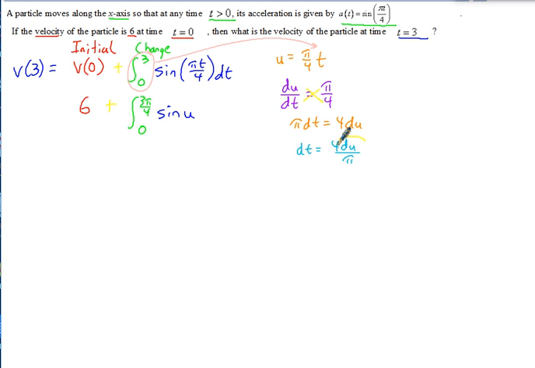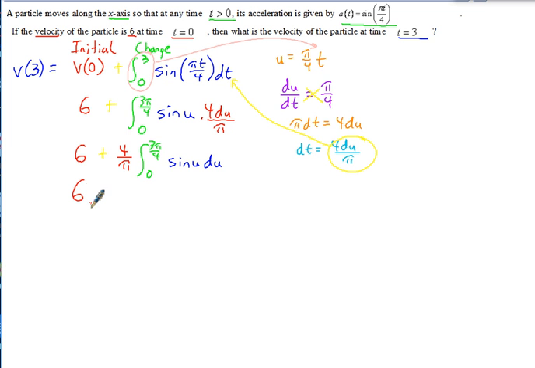Now we can substitute that in for dt right there. So it's 6 plus, now we can pull out the constant of 4 over pi. And then what we have left is the integral from 0 to 3 pi over 4. And all that's left is a nice simple integral, just sine of u. But be careful, you can't add the 6 plus the 4 over pi right now. You'd be tempted to do that since they're right next to each other. But that would be violating the order of operations, because you'd be adding before multiplication. So don't add that in until the end.